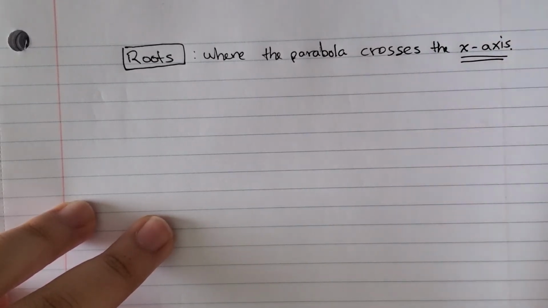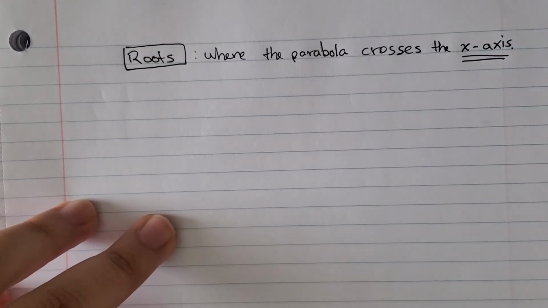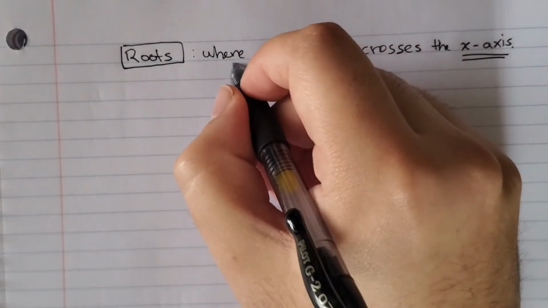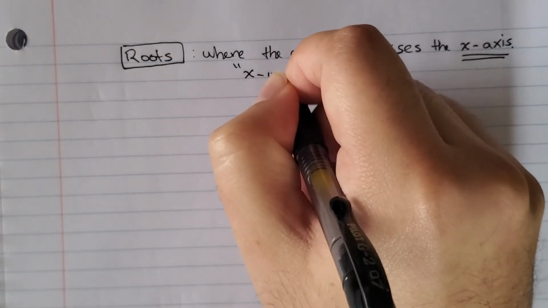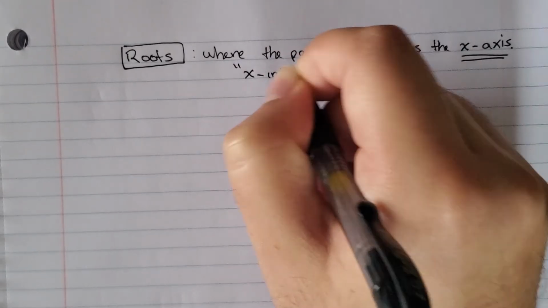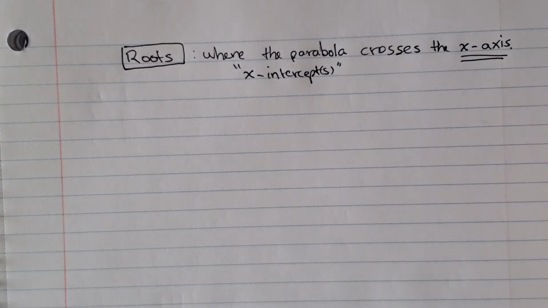So keep that in mind, it's where it crosses the x-axis, not the y-axis. The y-axis, that was the y-intercept. Okay? So the roots, it's where the parabola crosses the x-axis. Now you could technically call it, since it's crossing the x-axis, the x-intercept. Or I should put x-intercepts, could be more than one, because again, it's crossing the x-axis.